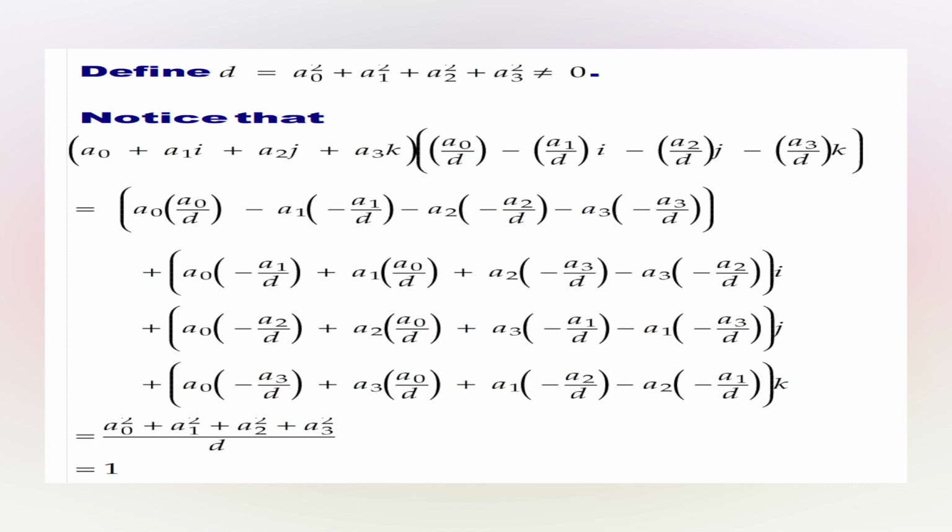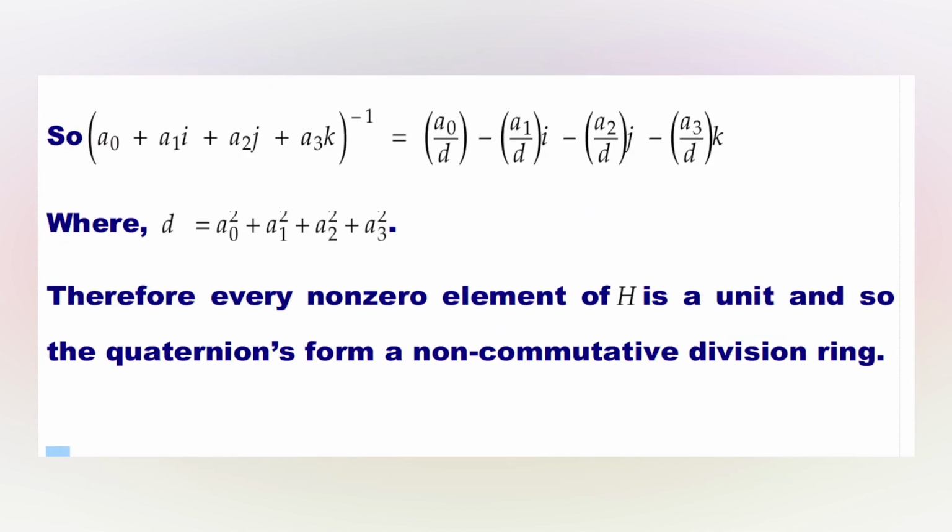plus A0 into minus A2 by D plus A2 into A0 by D plus A3 into minus A1 by D minus A1 into minus A3 by D into j plus A0 into minus A3 by D plus A3 into A0 by D plus A1 into minus A2 by D minus A2 into minus A1 by D into k, which is equal to A0 square plus A1 square plus A2 square plus A3 square by D, which is equal to 1. So, A0 plus A1i plus A2j plus A3k, the whole inverse is equal to A0 by D minus A1 by D into i minus A2 by D into j minus A3 by D into k, where D is equal to A0 square plus A1 square plus A2 square plus A3 square.